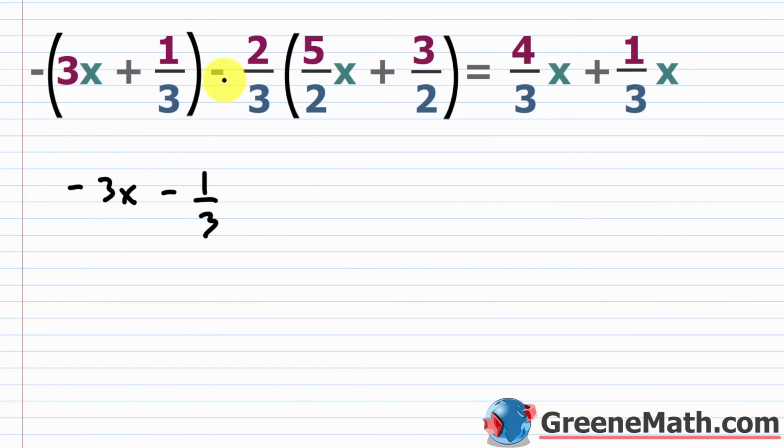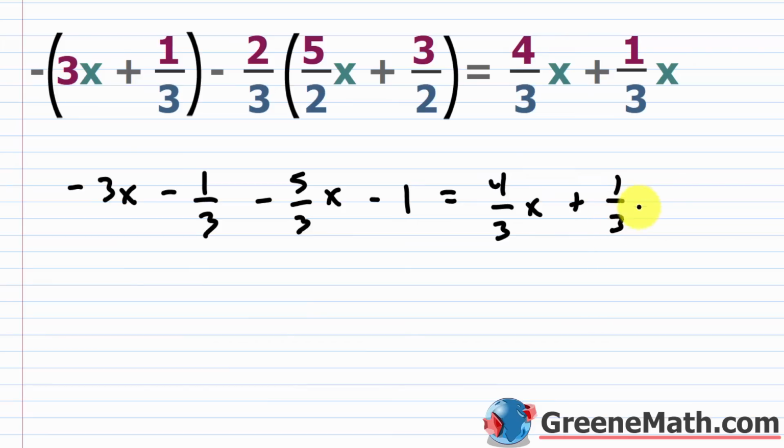Then for this guy, you have negative 2/3 times 5 halves. The 2's would cancel and you would have basically negative 5/3 x like this. Then if you're dealing with negative 2/3 times 3 halves, well, this is basically going to be negative 1. Right? So we know it's negative times positive, that's negative, and then 2/3 and 3 halves, those guys are reciprocals, so the result is 1. So then this equals 4/3 x plus 1/3 x.